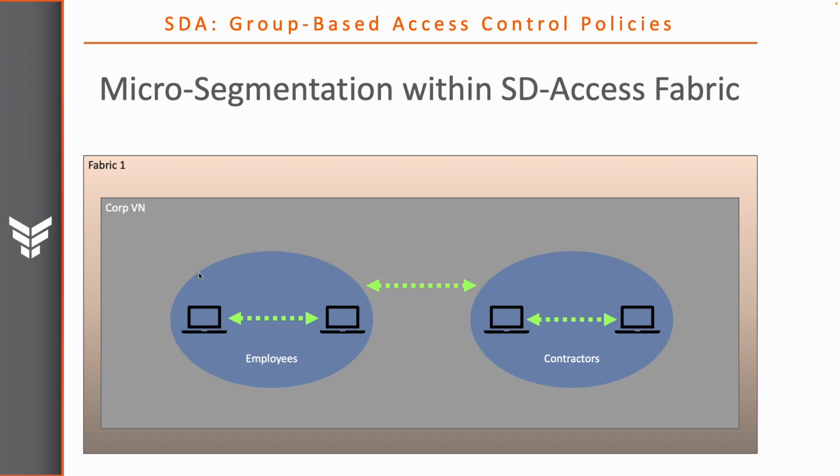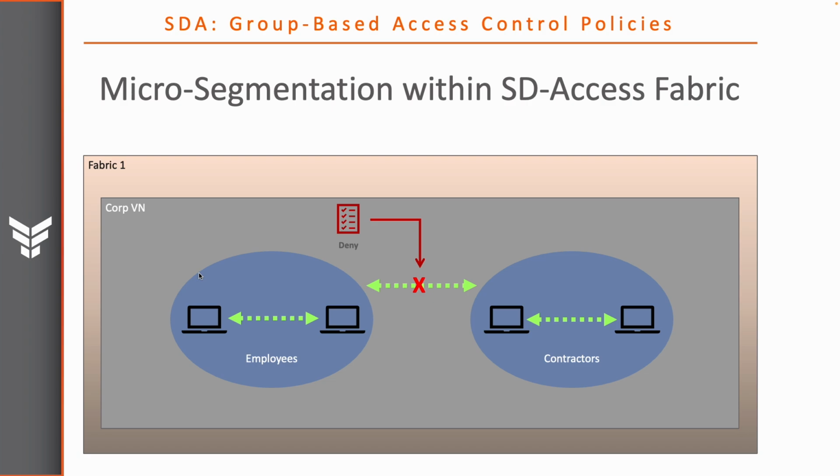Because we have gone through and created these groups and we're assigning these endpoints to these groups, it allows us to use this as a micro-segmentation layer within our SDA fabric. For example, if we didn't want employees and contractor endpoints communicating with each other, we can create a contract that says to deny all traffic. And we'll create a policy referencing that contract that will block traffic for any endpoints that are part of the employees or the contractors scalable group.